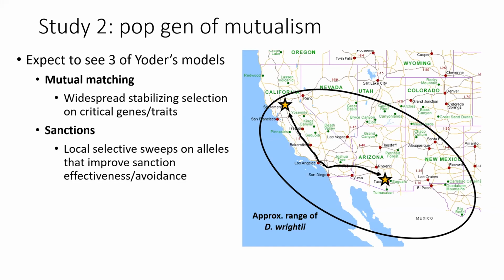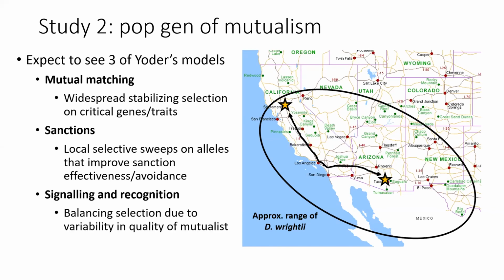Sanctions is another model in which I would expect to see localized selective sweeps on alleles that improve the effectiveness or avoidance of these sanctions. And so an example in this system would be certain plant toxins and the ability of the caterpillars to detoxify it. So ultimately, the purpose of sanctions is to reduce the negative effects of interacting with your mutualist.